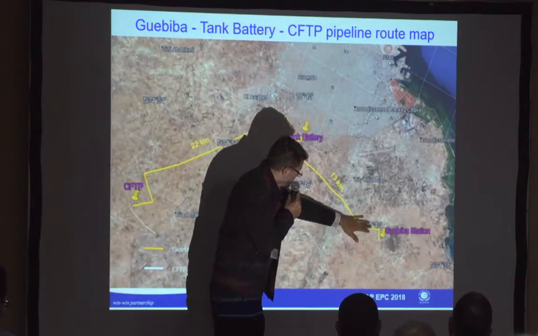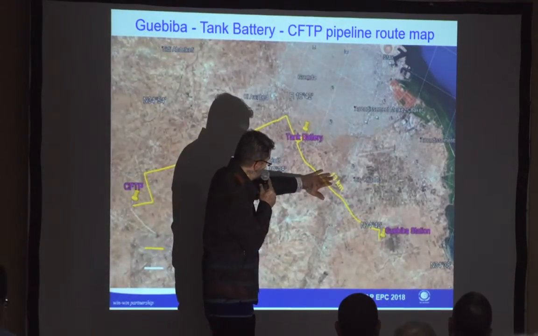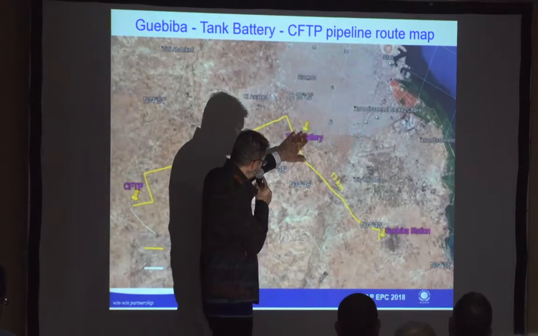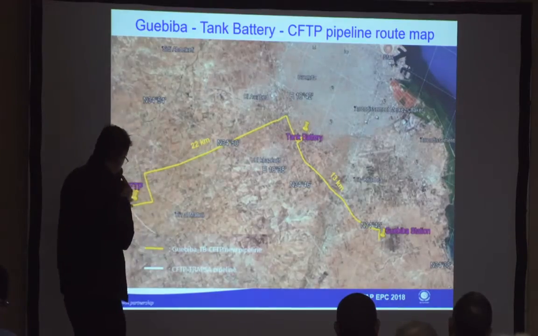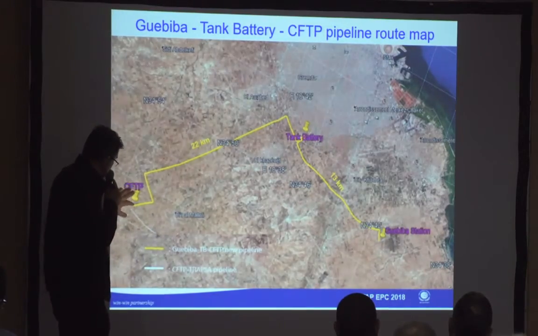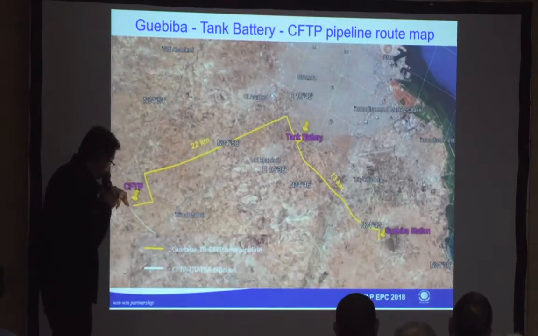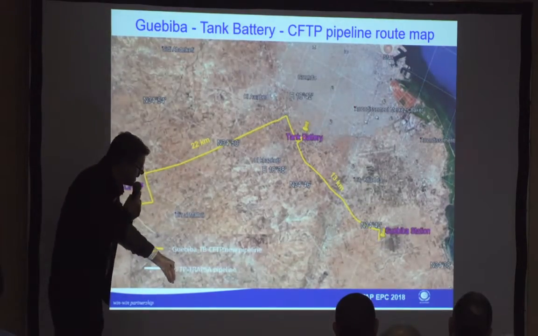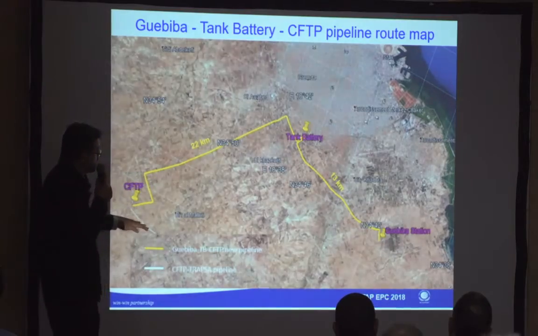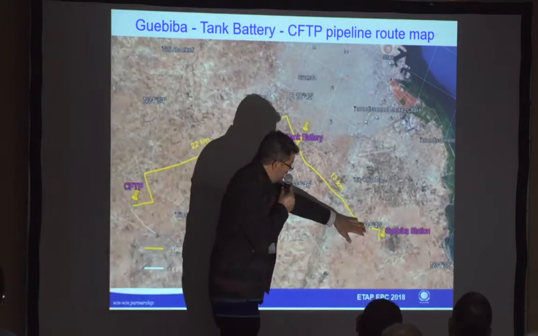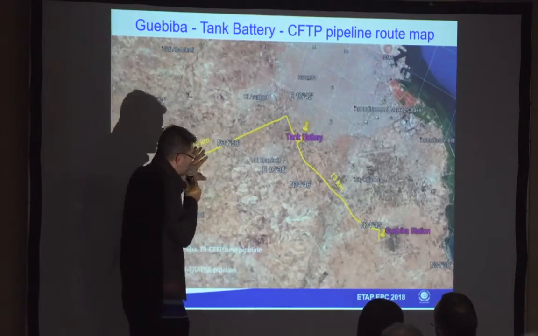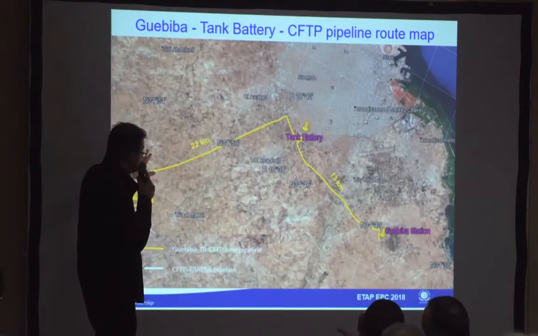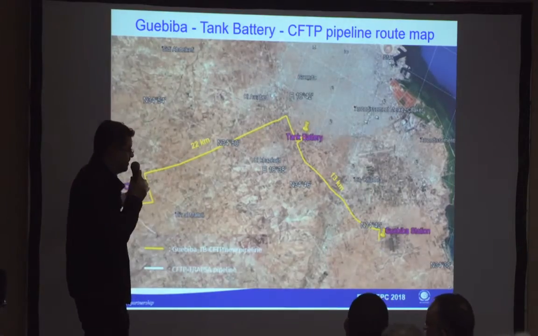It comes from Gbiba station for a distance of 13 kilometers to the tank battery, and after that, from the tank battery to CFTP. At CFTP, we are connecting to an old pipeline going to La Trapsa at La Sfera town. So this is our new project shown in yellow. The total length of this pipeline is about 35 kilometers.